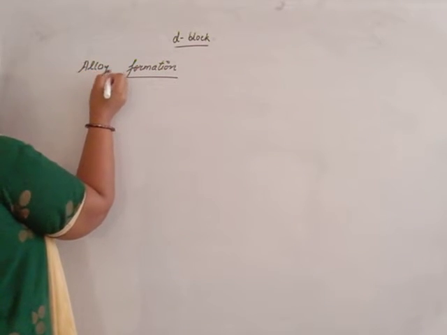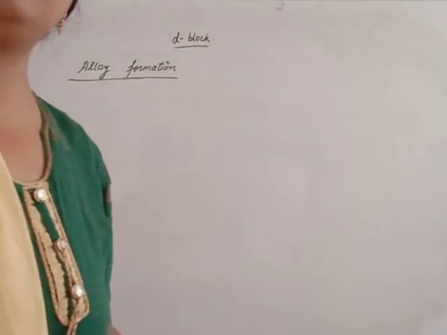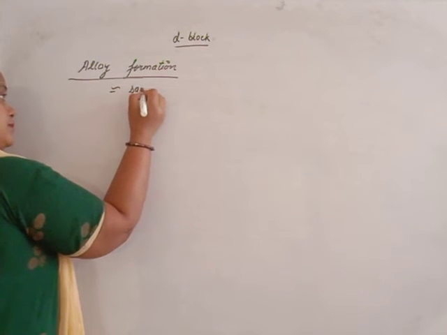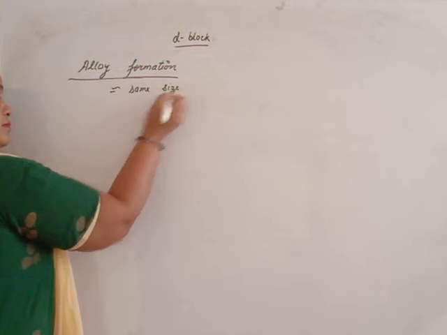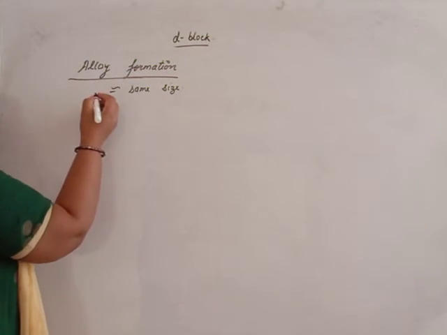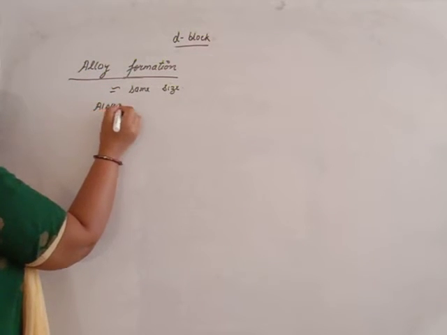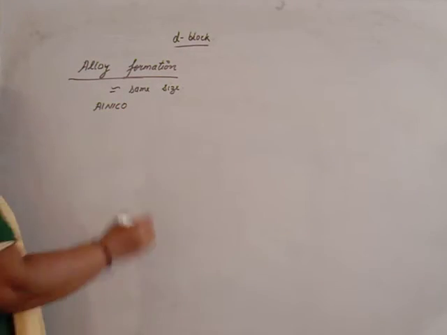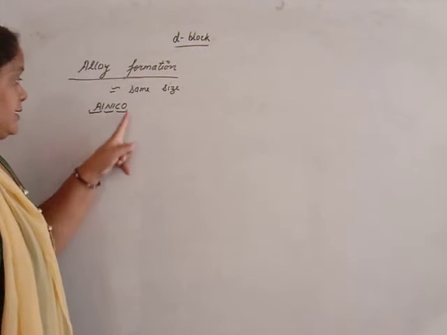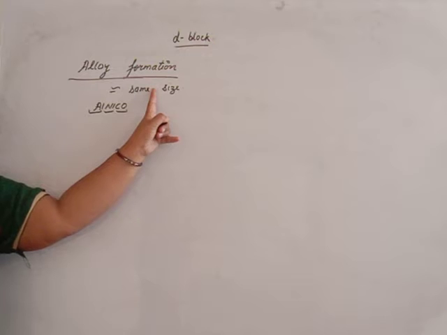Beta, alloy formation. Alloy is the mixture of two or more metals or metals with non-metal, but they are of approximately the same size. Beta, one of the most common examples of alloy is alnico. Aluminium, nickel, cobalt. All these metals have approximately the same size.